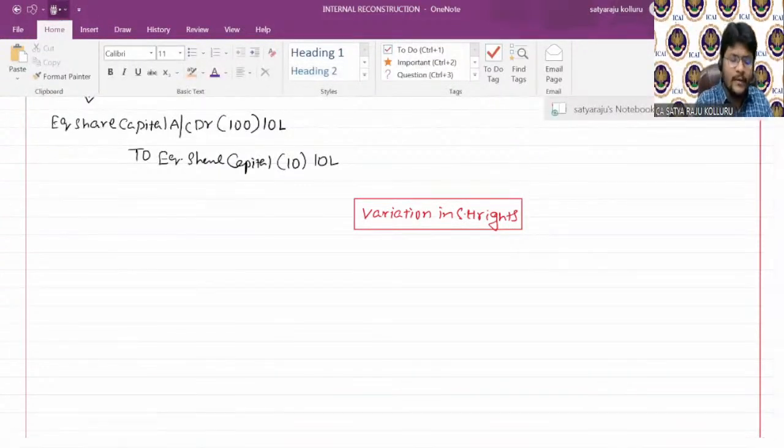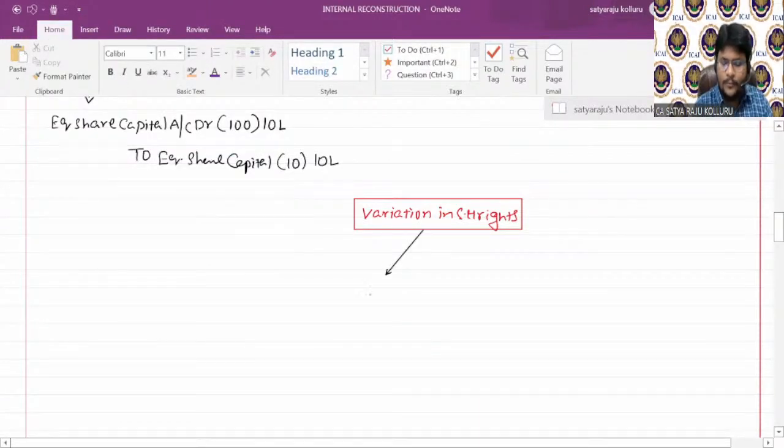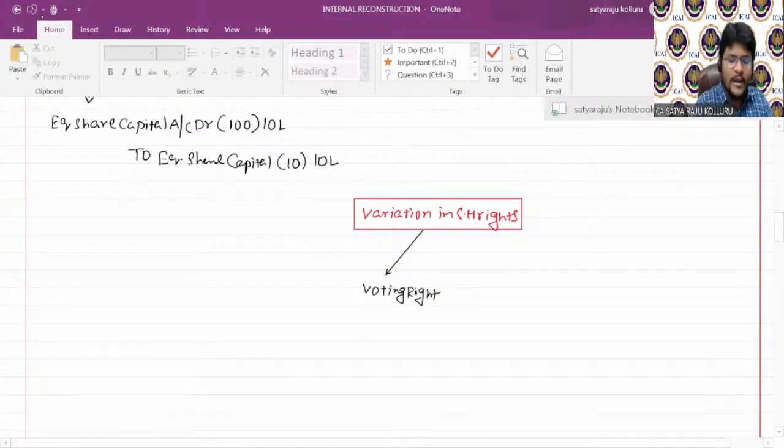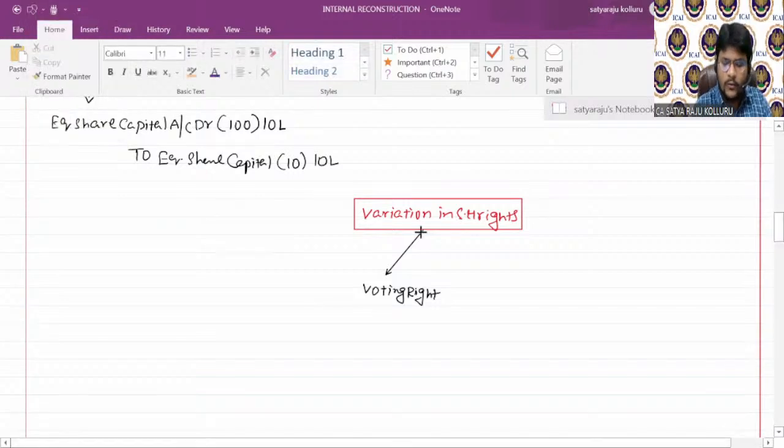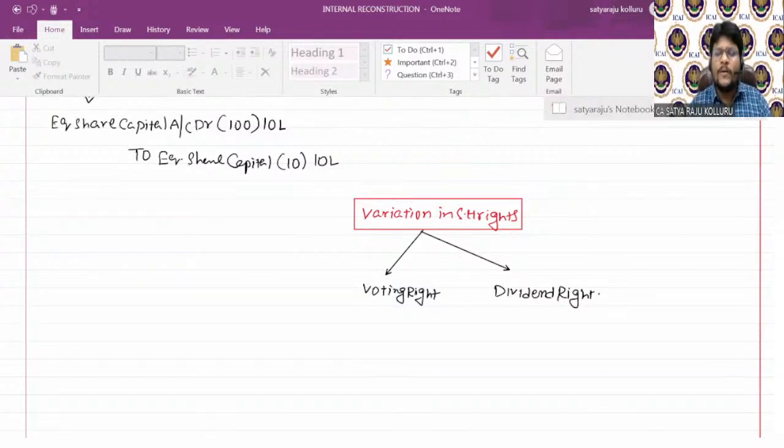You know one thing, guys, the variation in shareholders' rights is with respect to voting right. Or maybe the variation in shareholders' rights is with respect to dividend right. Sir, how does it generally occur? Maybe the existing cumulative preference shares you are going to convert into non-cumulative preference shares.